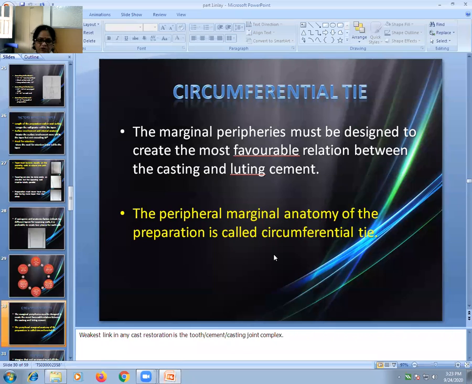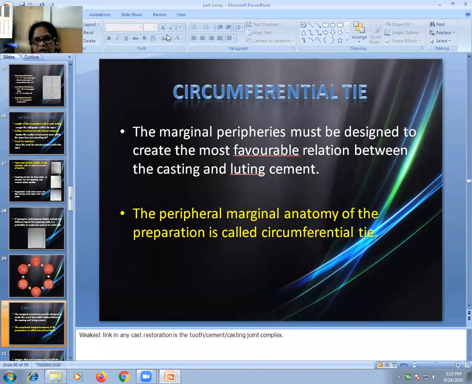So now you know the taper and the factors affecting the taper. Now what is the circumferential type? The marginal peripheries which are designed to create the most favorable relation between the casting and luting cement, which hold the restoration, which hold the casting. The features you are giving are the circumferential type. Means the peripheral way in which you are holding the restoration. The peripheral margin anatomy of the preparation is called the circumferential type.